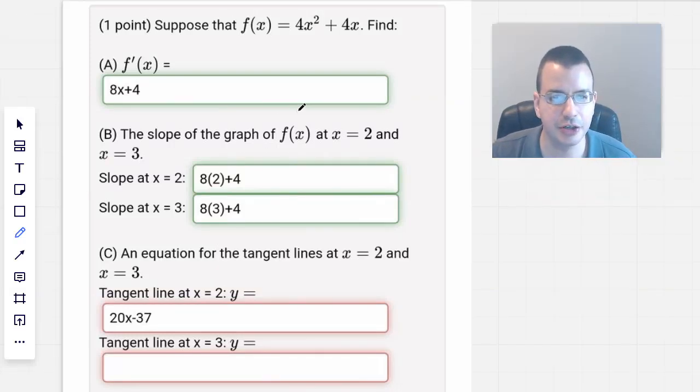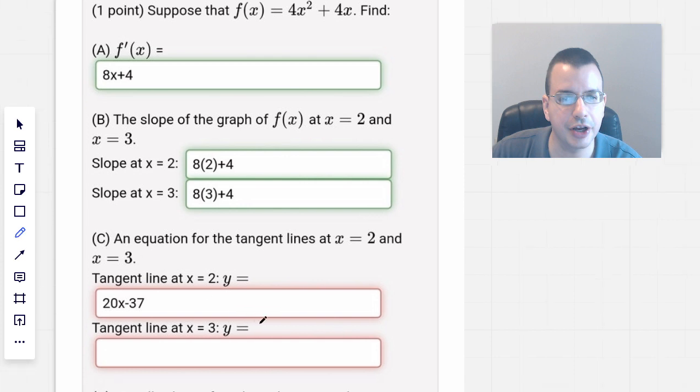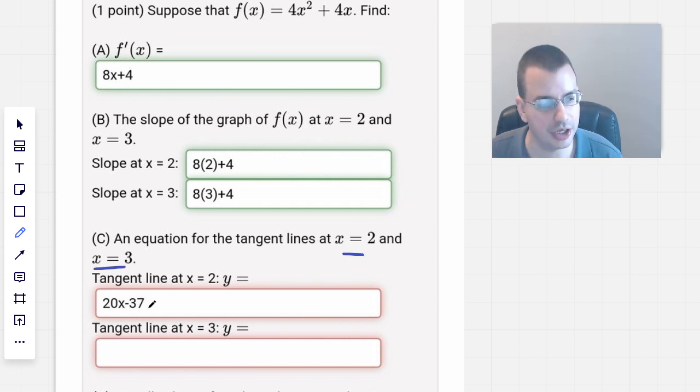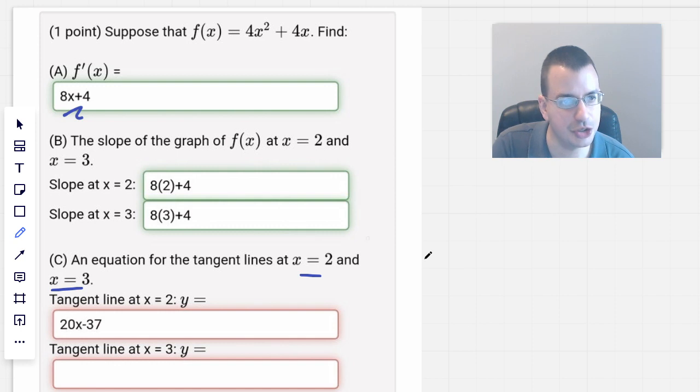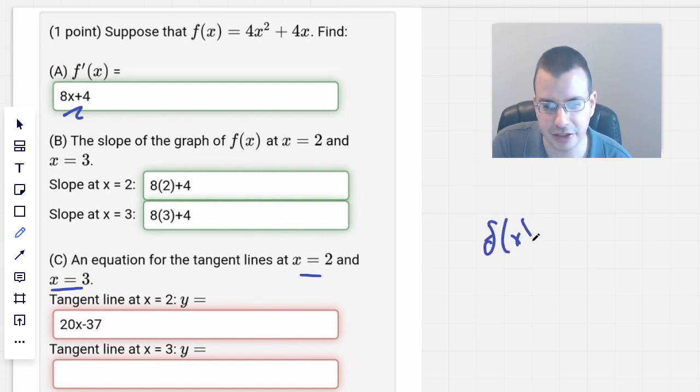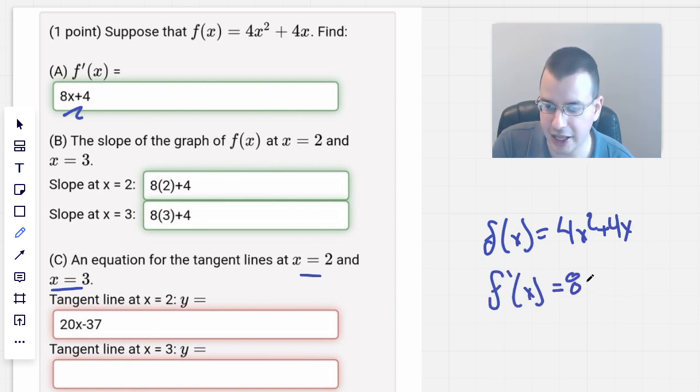Suppose that f of x equals 4x squared plus 4x. Find... We're going to jump down here to C. We want to find tangent lines where x equals 2 and x equals 3. So the first thing we do is find the derivative. Already did that up here, which is very nice. So we have f of x equals 4x squared plus 4x. Derivative, using the power rule, is 8x plus 4.